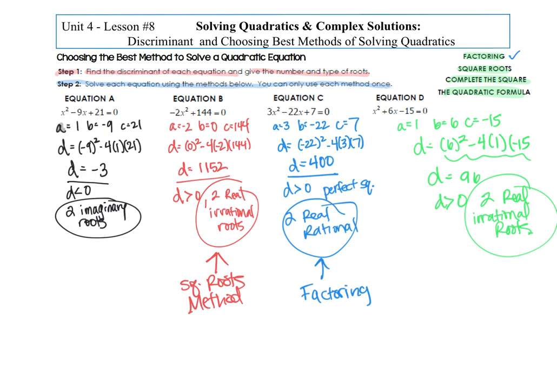It says we like to do completing the square when there's no coefficient in front of x squared and there's an even b term. So notice that on equation A and equation D, they both don't have a number in front of x squared, so it met that criteria for completing the square, but only equation D has an even b value. 6 is even, negative 9 is an odd number. So we're going to say for equation D that we're going to complete the square.